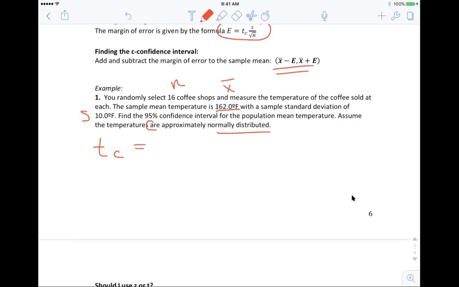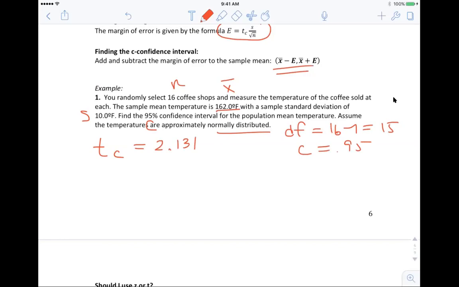And to get the t_c, again, go to your table or StatCrunch, just like we did before. Things to note, we have the degrees of freedom, which is 16 minus 1, 15. And then we have the c is 0.95. So if you go to your table and just look those up, go to the 0.95 down to a 15, you'll see it says 2.131. Okay, so that's the t_c. Or try it with StatCrunch.